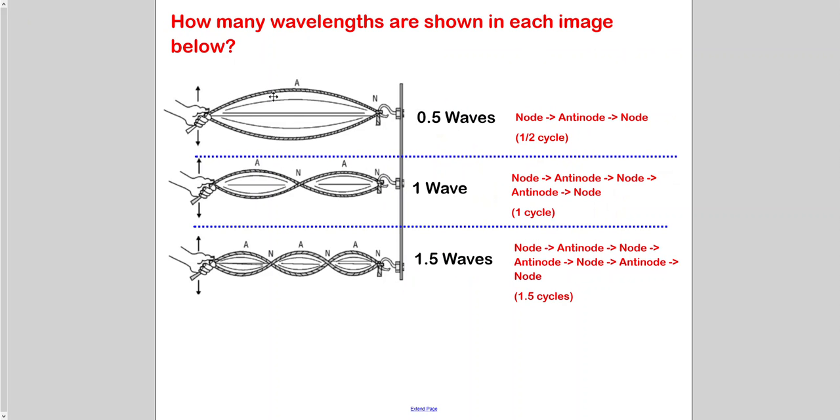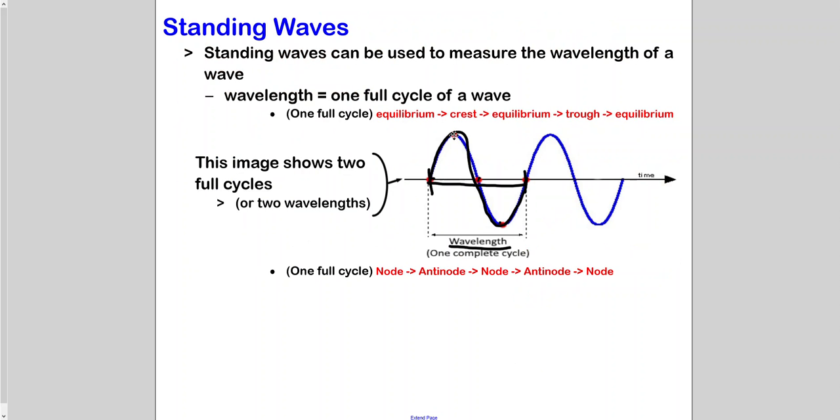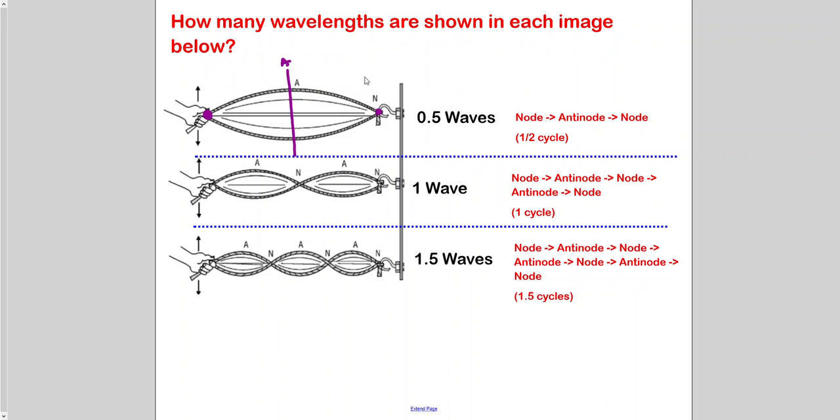Here are some pictures of different waves I could make. So this would be half a wave. How do I know? Well, here's a node, here's an antinode, and here's a node. We said on our last slide, I need to go node, antinode, node, antinode, node to get back to a full wave. In this picture, I haven't done that yet. I've just got half of a wave. So just by seeing two nodes, I know that I have half of a wavelength.